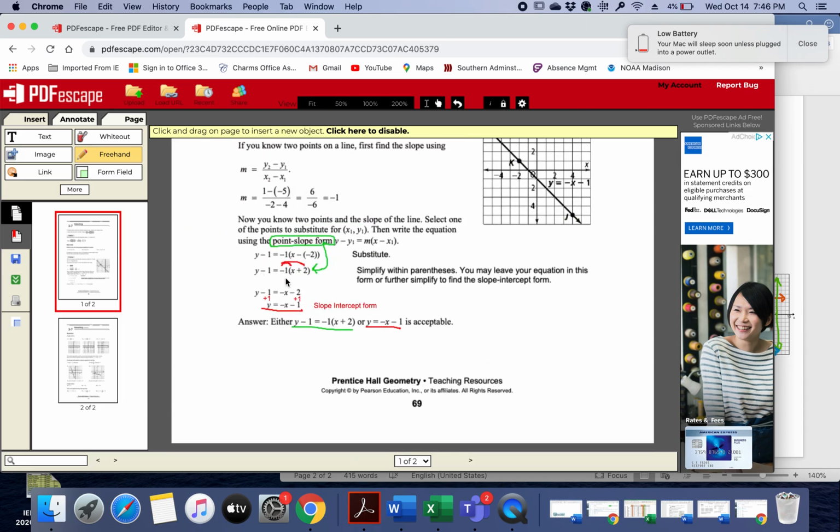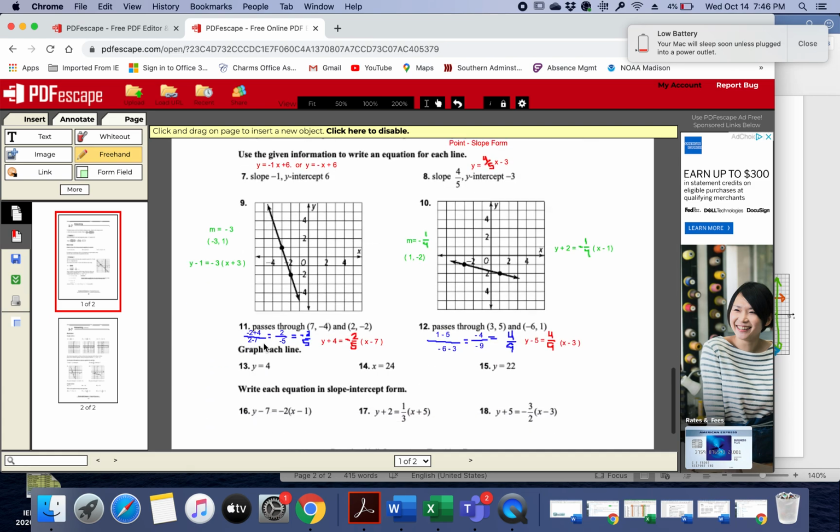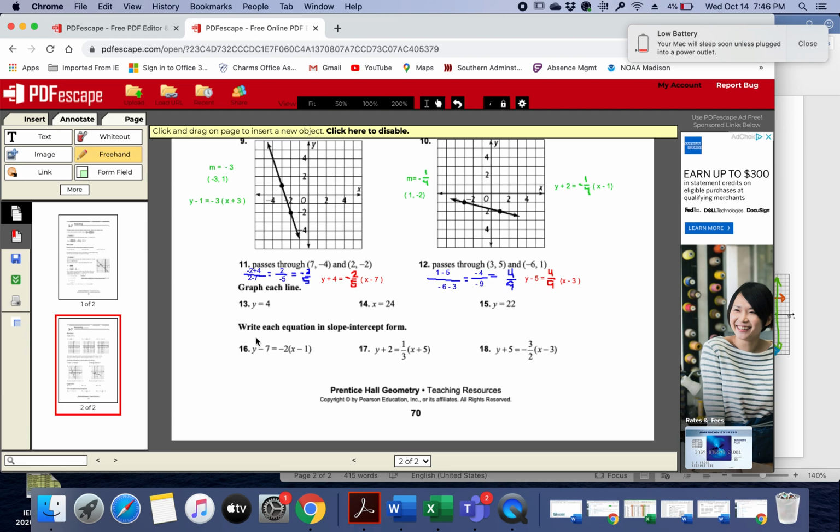Up here, you have the equation of point slope form. To put it in slope intercept form, all you do is distribute and then move that one number away from the y. When you move something across the equals sign, remember that you do the opposite operation. So on number 16, we will add 7 to both sides after we distribute. On number 17, we will subtract 2 from both sides after we distribute. And on number 18, we will subtract 5 from both sides after we distribute.